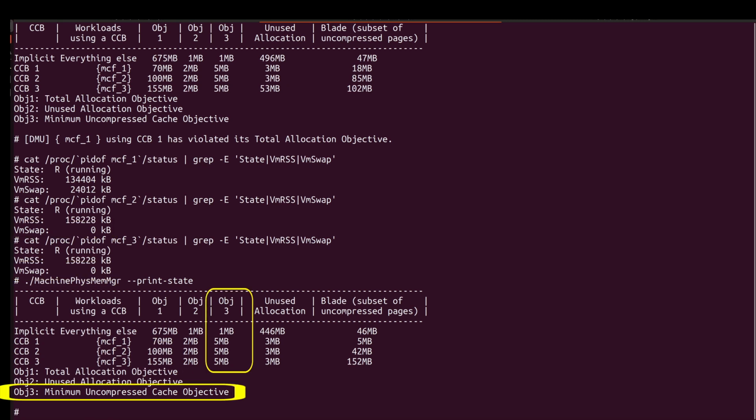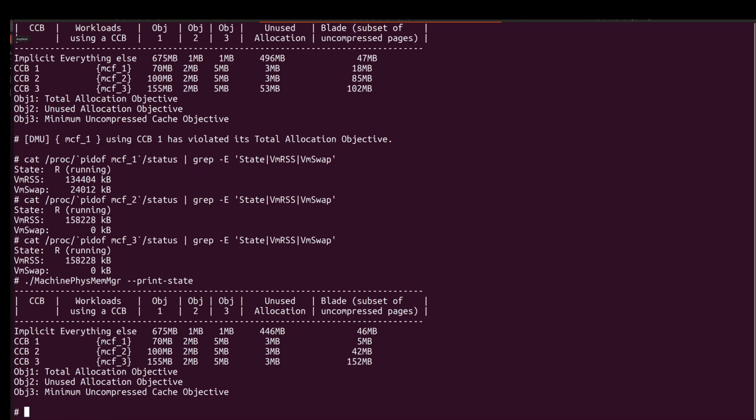We also demonstrate other objectives that the OS can express to DMU. The minimum uncompressed cache objective is the minimum amount of recently accessed pages that should remain uncompressed. As you can see, the amount of uncompressed pages is more than this minimum uncompressed cache objective.